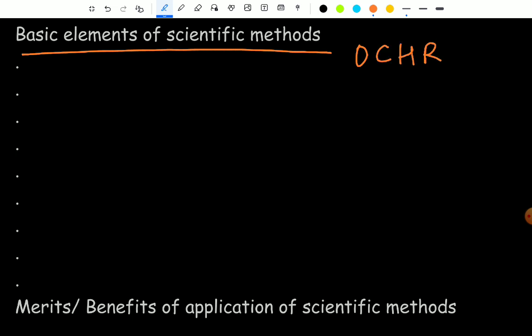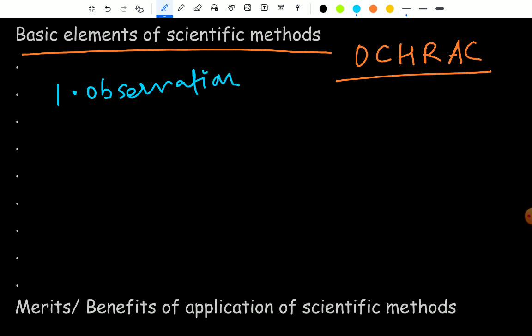OCHRAC. The first basic element of scientific method is observation. It is observation that stimulates our thinking. It stimulates us to reason why such things exist and what is the reason behind their occurrence. So the first basic element of scientific method is observation.